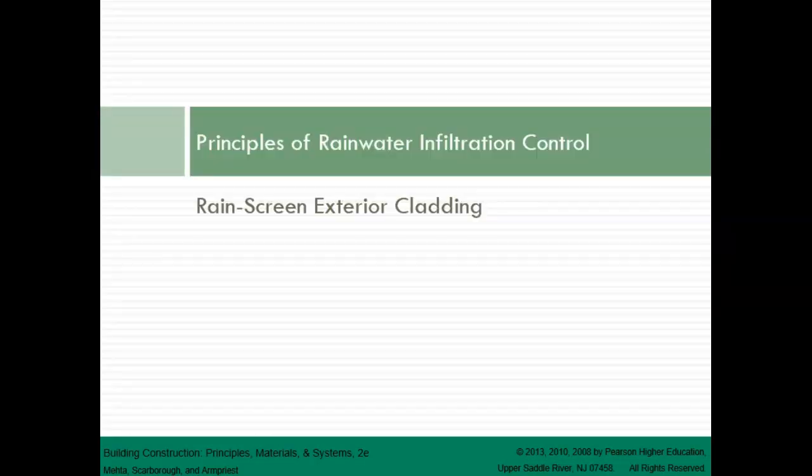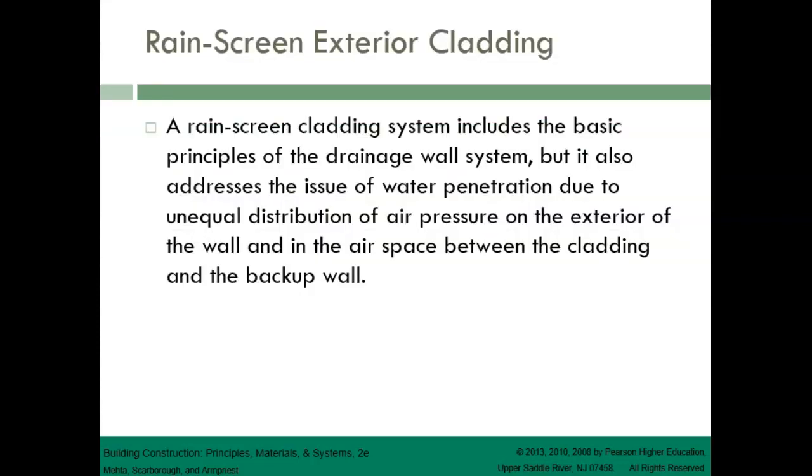Let's take a look at rain screen exterior cladding. A rain screen cladding system includes the basic principles of the drainage wall system, but it also addresses the issue of water penetration due to unequal distribution of air pressure on the exterior of the wall and in the airspace between the cladding and the backup wall.